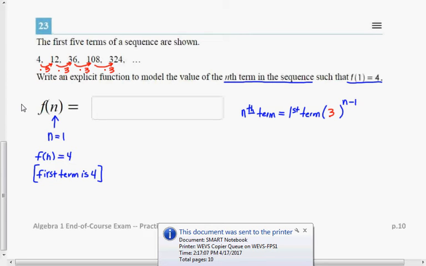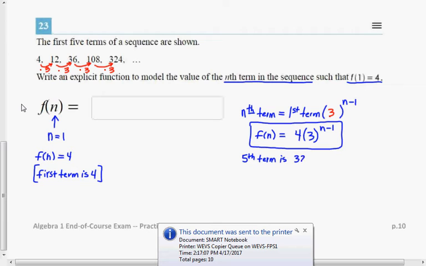So in this case here, the nth term, that would be f of n, would equal the first term, that's 4, multiplied by 3 raised to the n minus 1 power. Okay, and so let's check this model. I can see in the sequence 1, 2, 3, 4, 5. The fifth term is 324. So let's make sure that our formula here works.